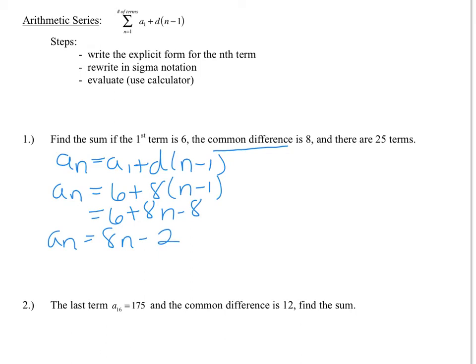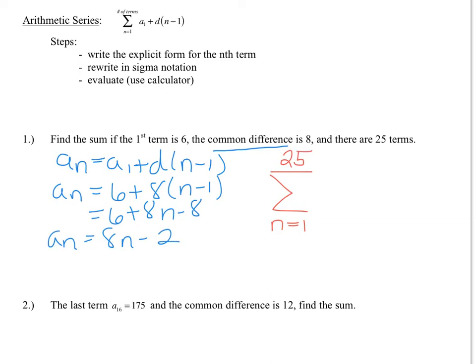Okay, now that we know that, we're going to write it in sigma notation. All right, so we start off with a sigma notation over here. And they want to know the sum of the first, and there are 25 terms. So we're basically going from the first, we'll say n is 1, to the 25th term.